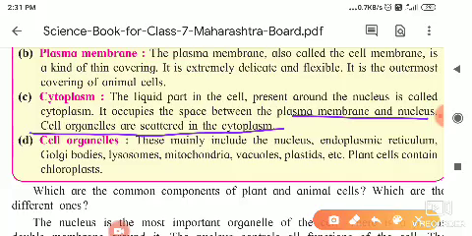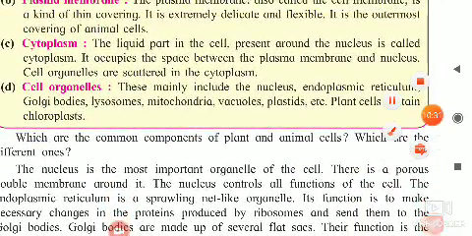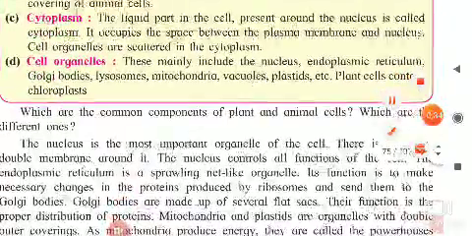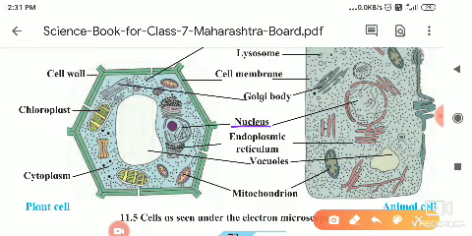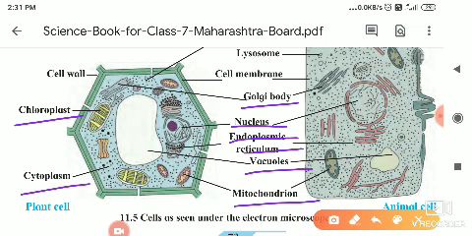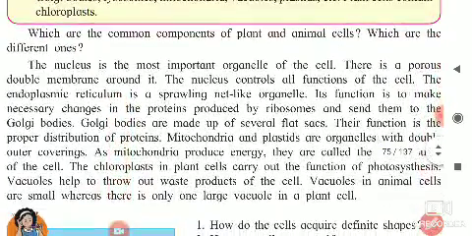Next, the cell organelles. These mainly include the nucleus, endoplasmic reticulum, vacuoles, mitochondria, Golgi bodies, chloroplast in plant cells, and lysosomes. These organelles are embedded inside the cytoplasm, and these are called cell organelles.